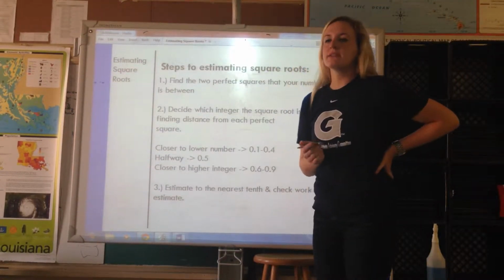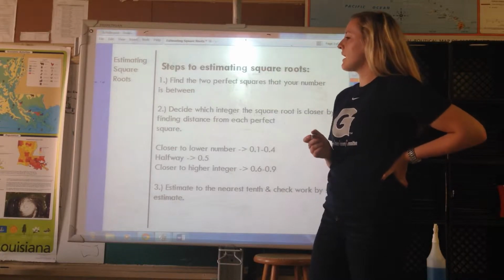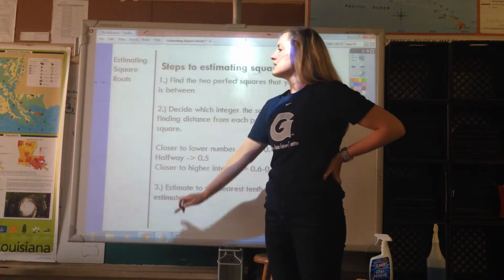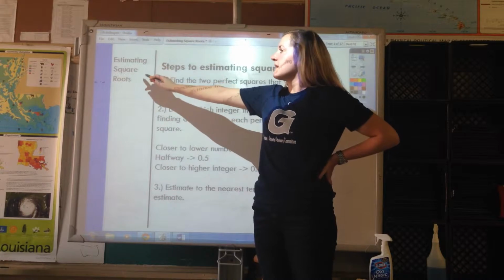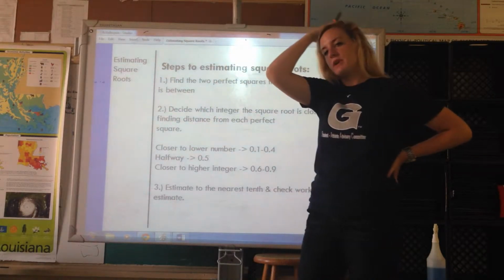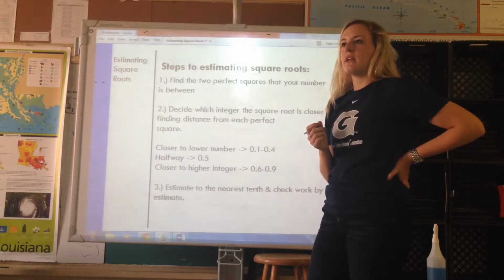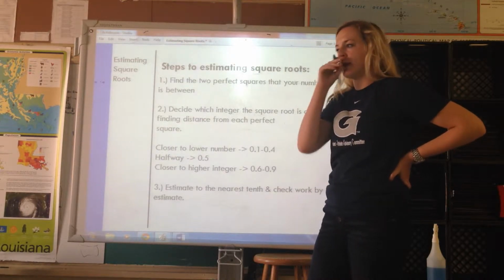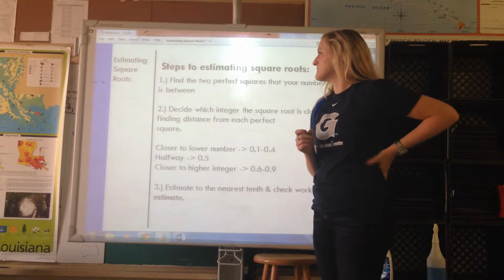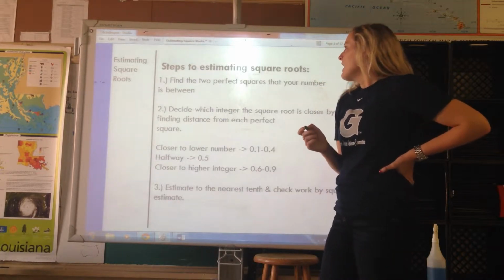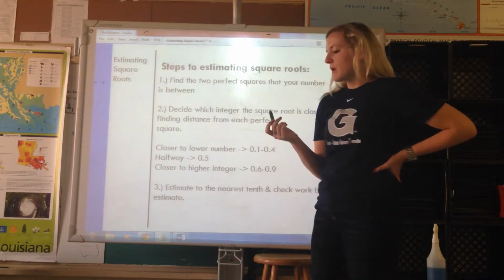Hey seniors, today we're going to continue with square roots. So I want you to go ahead on your notes page and draw a line down the left-hand side and write estimating square roots. Yesterday we talked about perfect squares and finding the two integers that numbers that are not perfect squares fall between. But today we need to get a little bit more specific. So let's go ahead and talk about when you would estimate square roots.